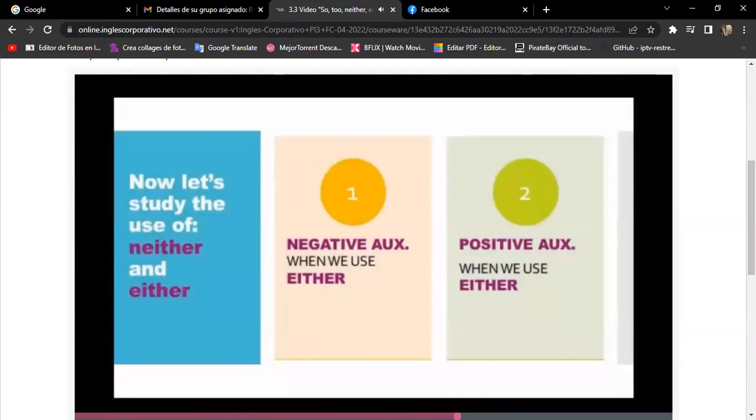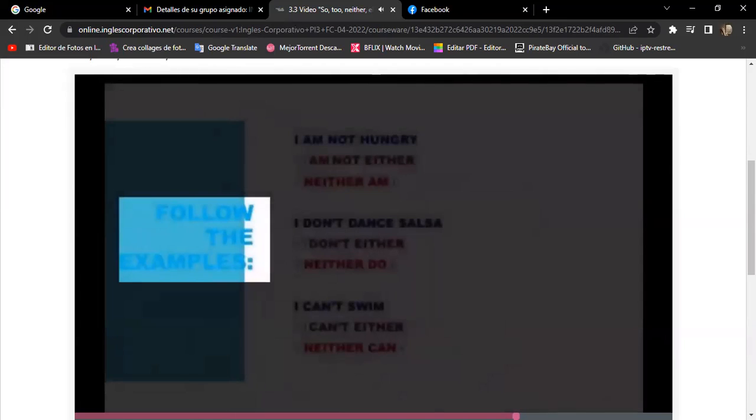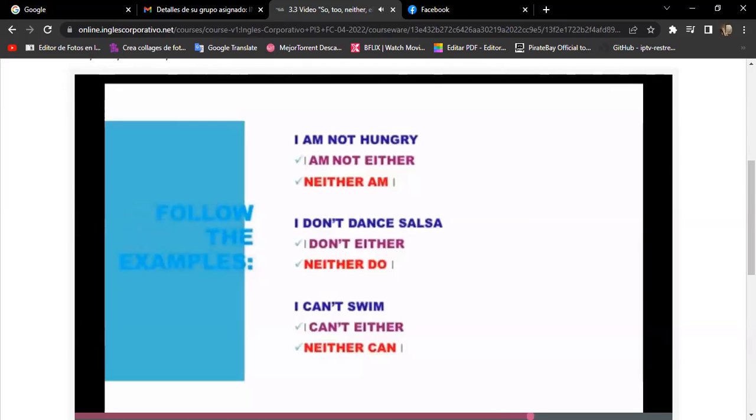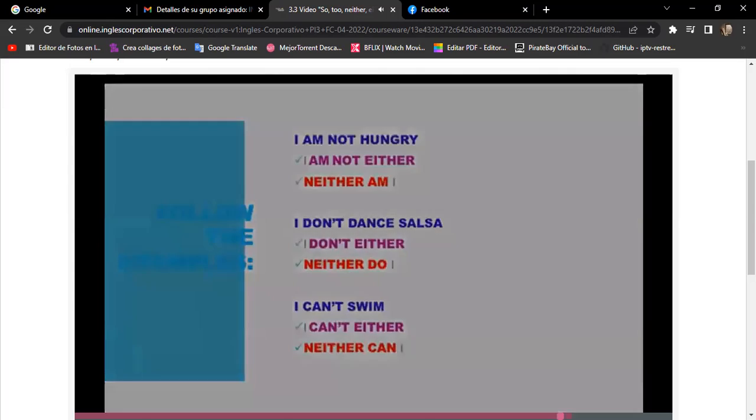Now let's study the use of neither and either. To show agreement with negative statements, we can use neither and either. We also use the auxiliary verb of the statement. Pay attention to the following. We use the negative auxiliary with either and the positive auxiliary with neither. Follow the examples. I am not hungry. I am not either. Neither am I. I don't dance salsa. I don't either. Neither do I. I can't swim. I can't either. Neither can I.